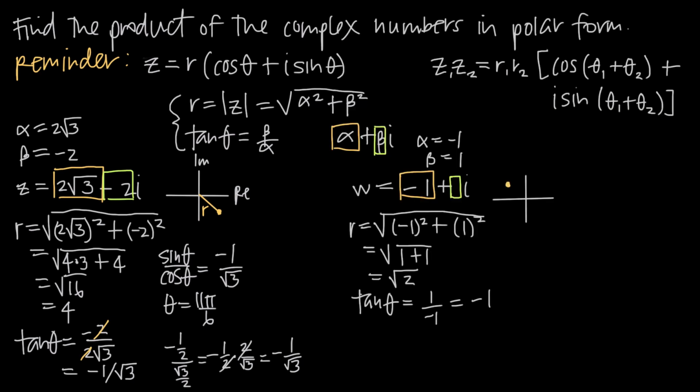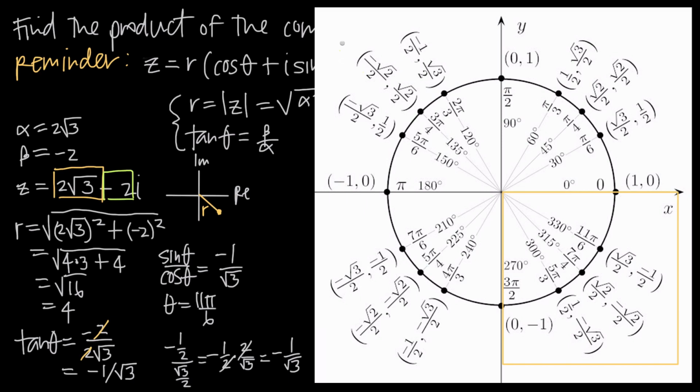What about our other complex number, w? So we have w equals negative 1 plus i. We know that tangent of theta is going to be equal to negative 1. And remember, when we're looking at the unit circle, we need to be looking in the second quadrant over here. So if we come back to our unit circle then, remember that we're looking in the second quadrant up here, and we're looking for the angle theta, where when we take the y value from the coordinate point and we divide it by the x value from the coordinate point, we're going to get negative 1.